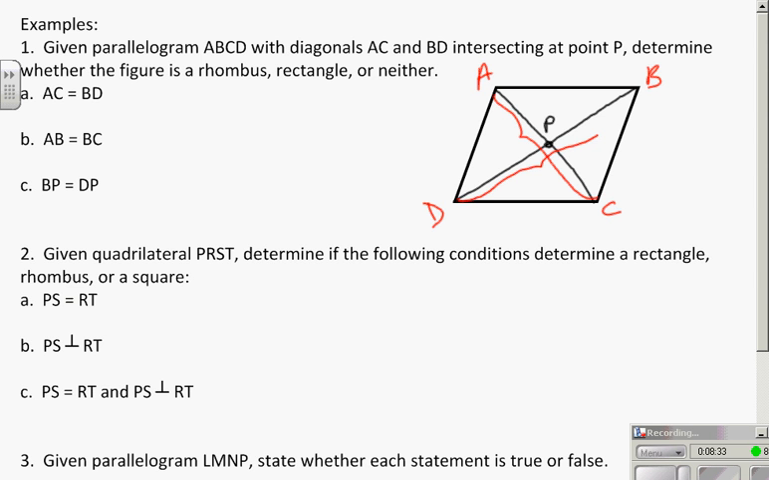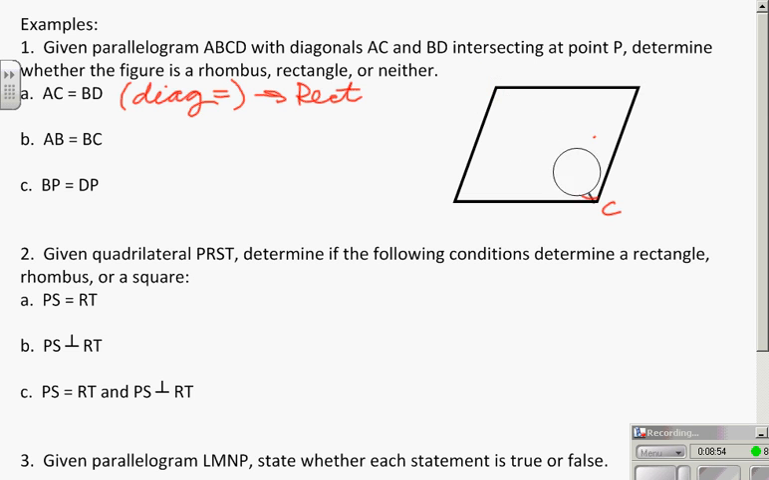Now, if AC, the whole thing, is equal to BD, the whole thing, what can I conclude? Equal diagonals. If you check on your criteria, that lets me say this is a rectangle. Start over.